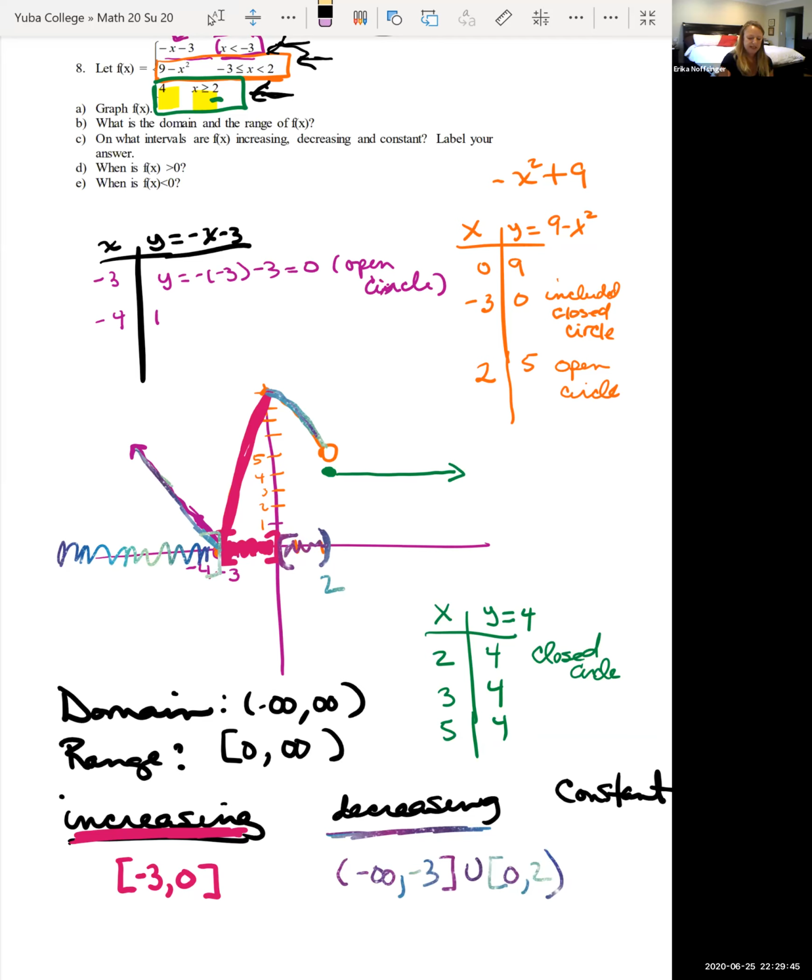And then the last piece where it's constant, that's where it's a horizontal line. So all the x values where it's a horizontal line, well, that looks like it's starting at 2, and then it's going on forever to the right to infinity. So it's constant from x equals 2 to infinity.